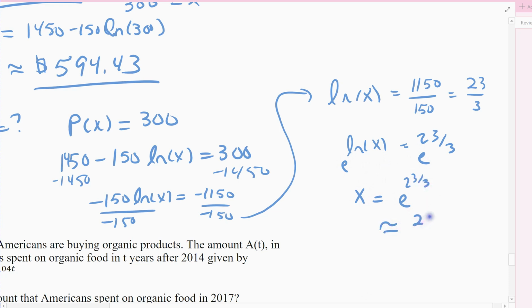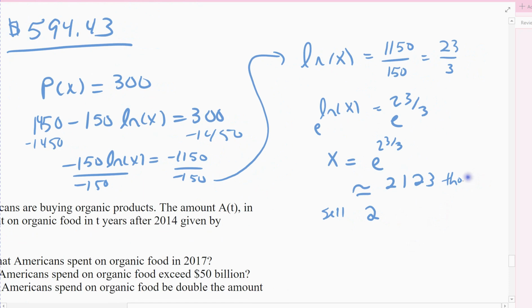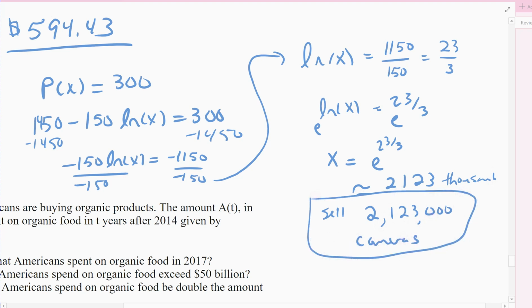Then you use your calculator. It comes out, and again I'm just going to round to the whole number, which, remember, means thousands. So they can sell, this is in thousands, so I'd probably write it as cameras. Or you can use the word thousand: 2,123,000 units. Right, in that example.